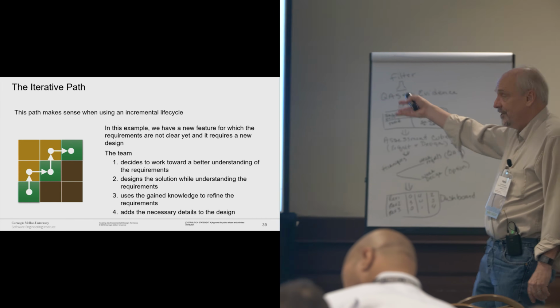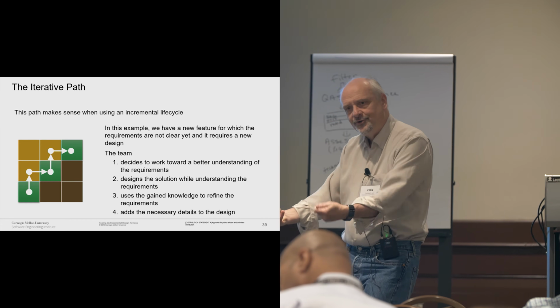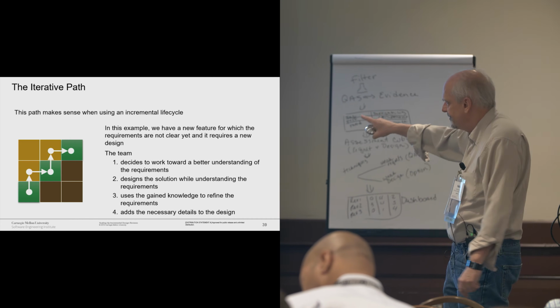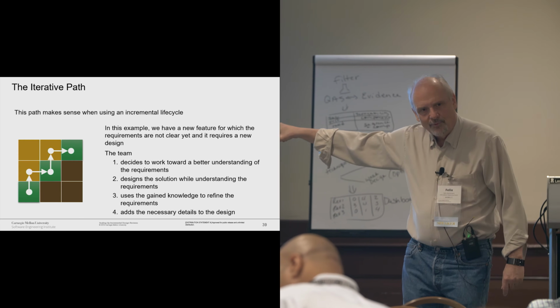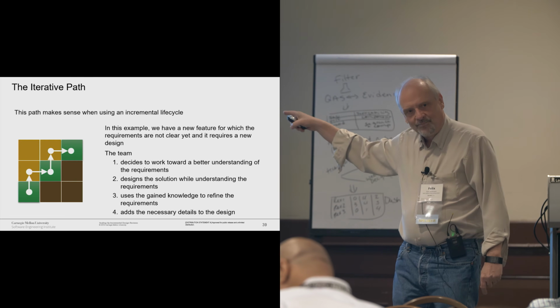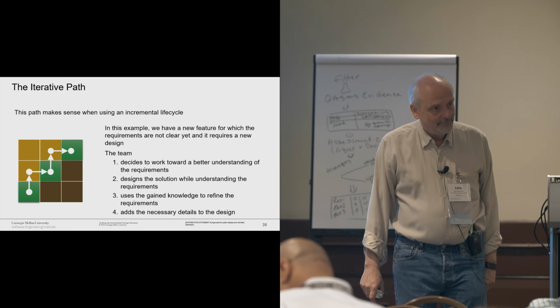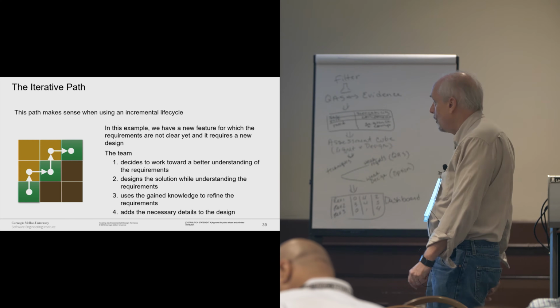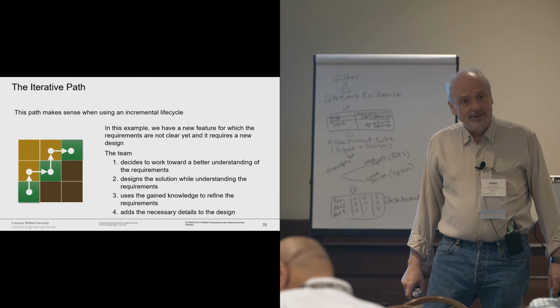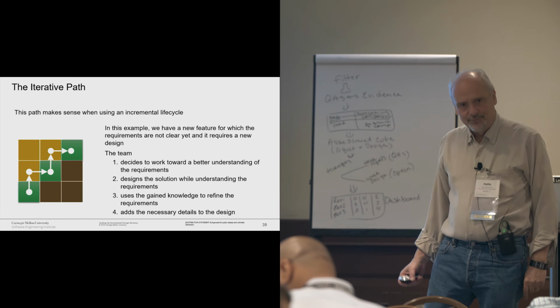Here would be kind of like the iterative path. That's sort of where we try to push the team towards, which more or less says, do a little bit of requirements, do a little bit of design, do a little bit of requirements, do a little bit of design, until you are at the point that it's concrete enough that you can actually say something. So many of the Agile teams at least try to go through these parts.